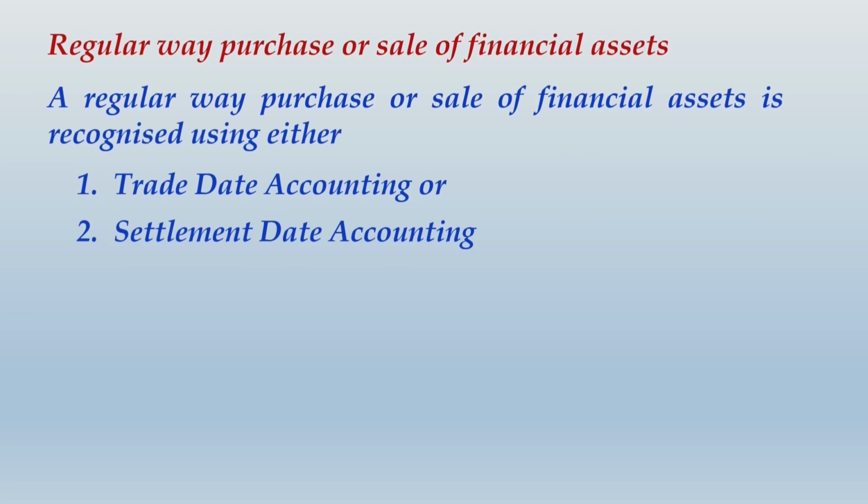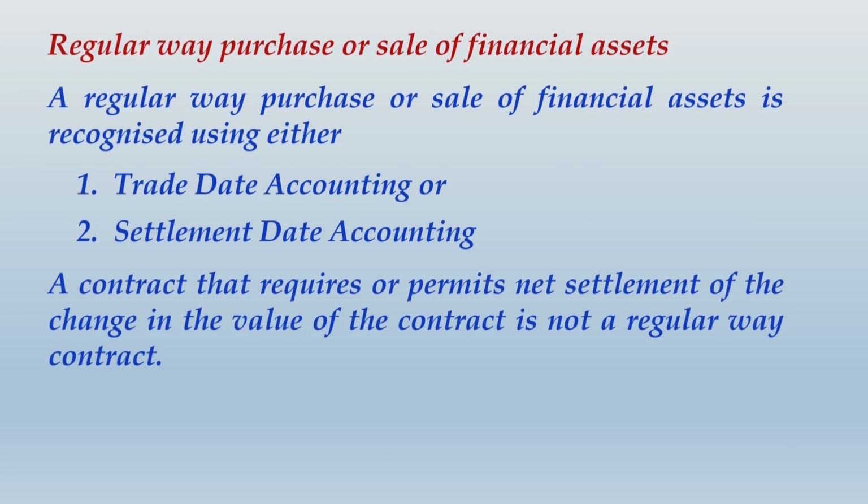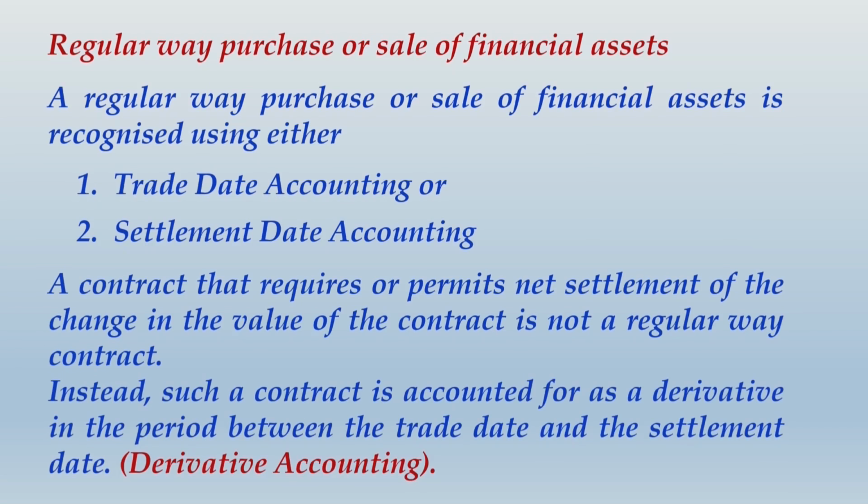Now, we will be learning both of these accountings in detail ahead, but one thing that we should write further over here is a contract that requires or permits net settlement of the changes in the value of the contract is not a regular way contract. Instead, such a contract is accounted for as a derivative in the period between the trade date and the settlement date, and that is the application of derivative accounting. Now friends, what is trade date, what is settlement date, I have explained to you. We are going to write notes about that also a little later, but first what you should do is write whatever you find on the screen quickly.